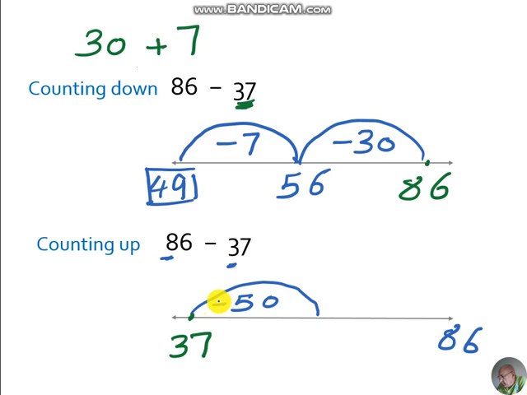This is plus. 0 plus 7, you get 7. 5 plus 3, you get 8. But this is 87, and this is 86. Means 50 is not good. I have to go lower.